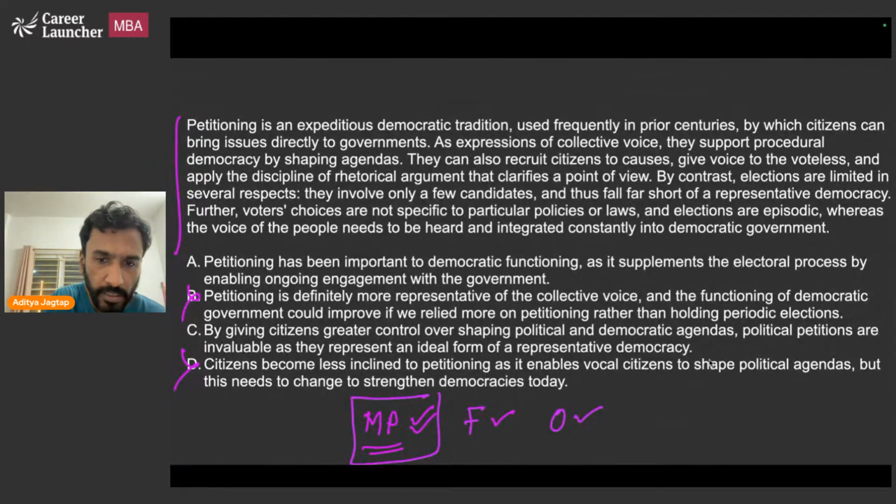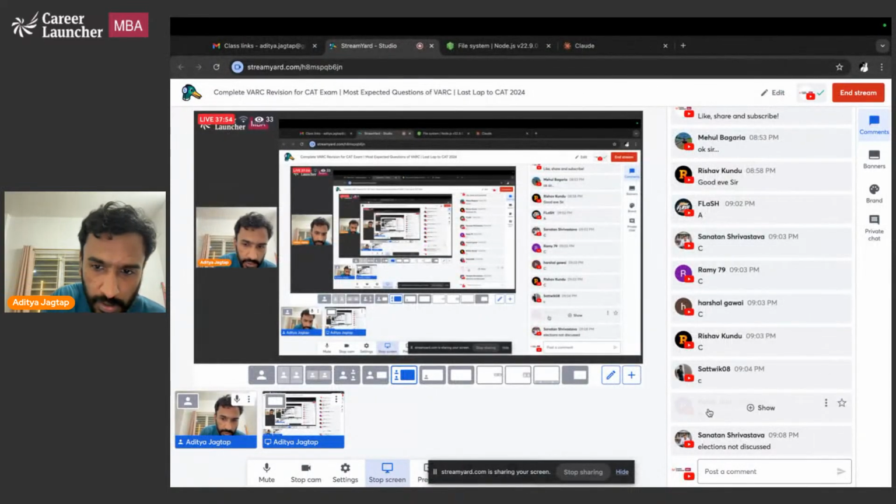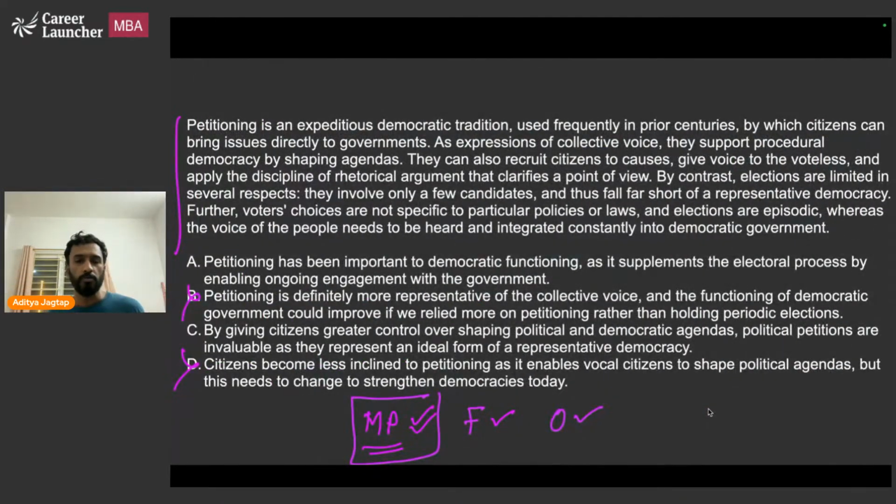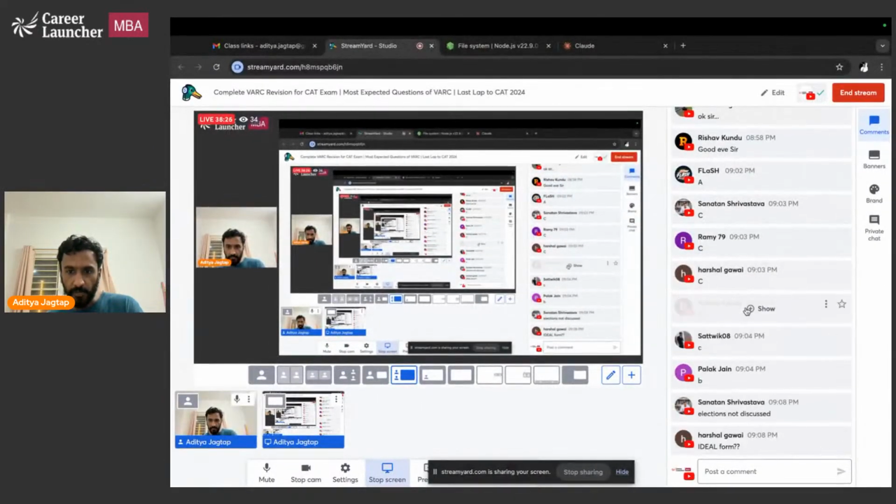What problems do you see in option C? Elections are not discussed. Now I'm looking for, that's true. One word could be overlooked in option C. I'm looking for some more specific reason. Like, is the main point mentioned? Main point was political petitions, or petitions are important. Petitions help democracy, right? So main point isn't mentioned accurately. That's one problem. Are facts stated accurately? That's another problem.